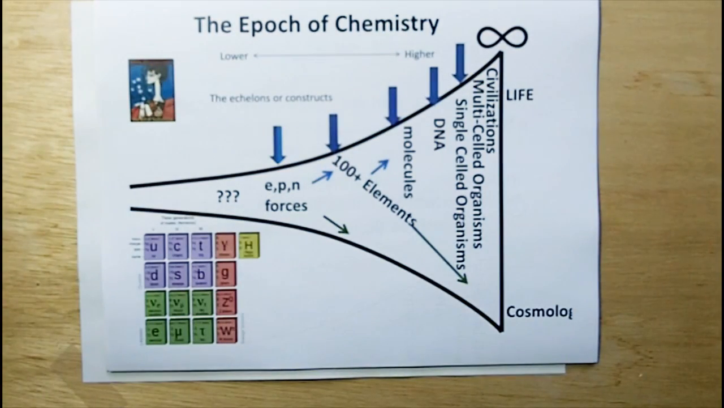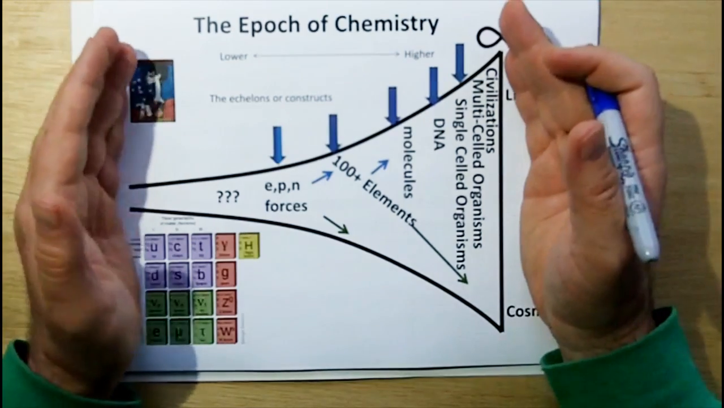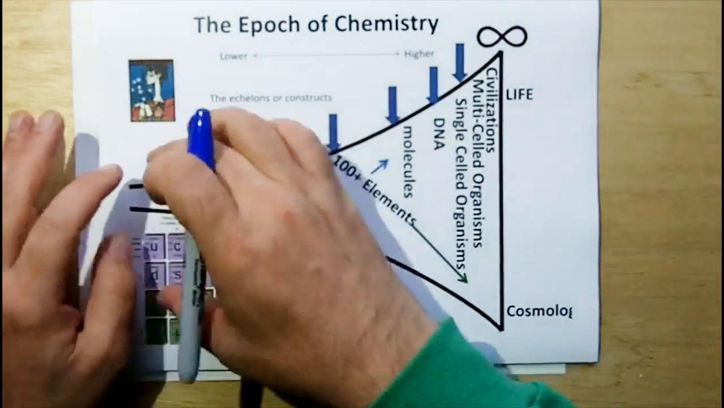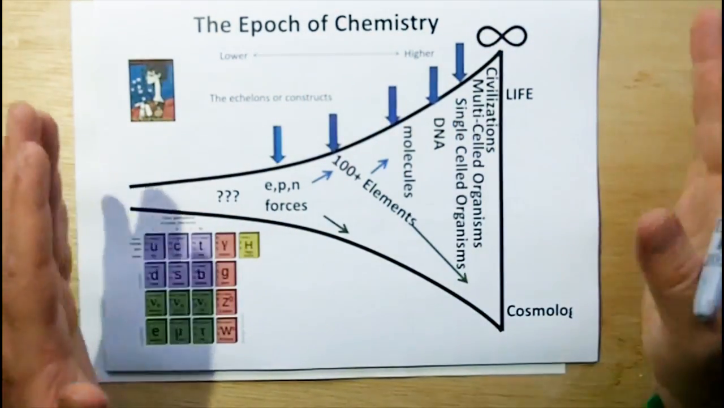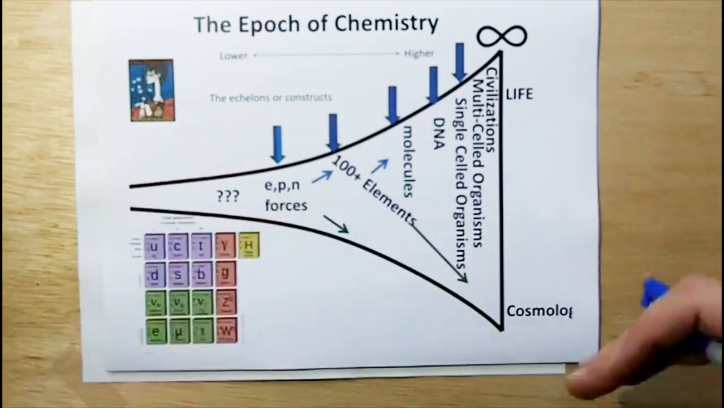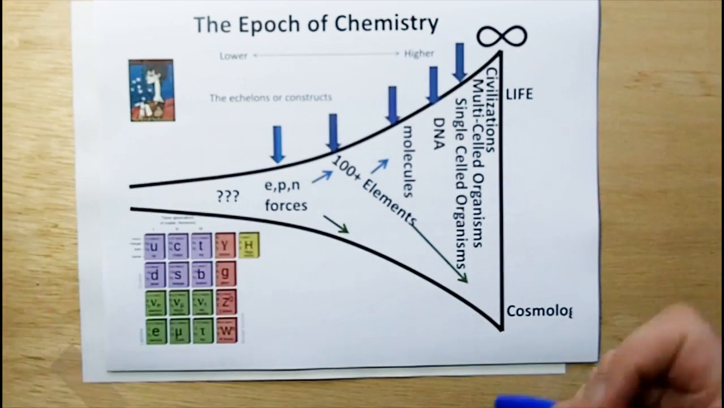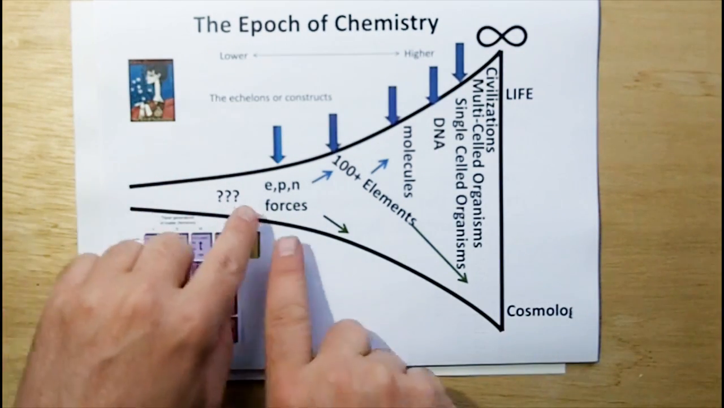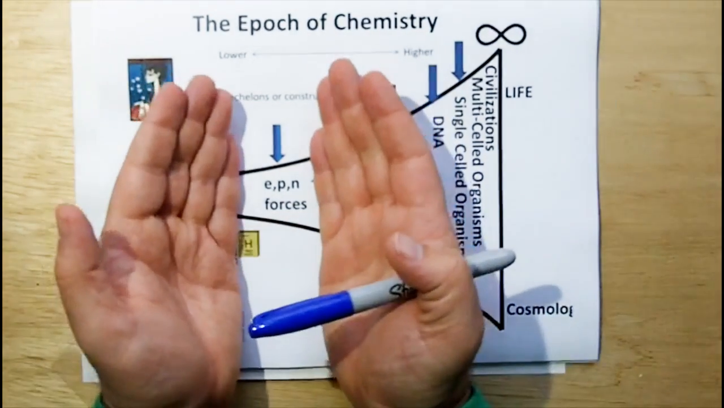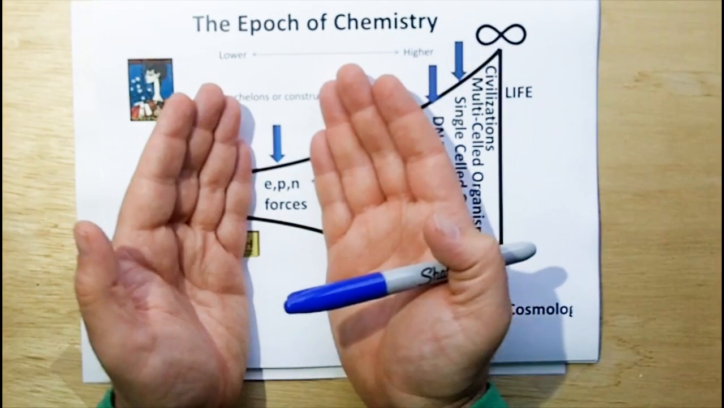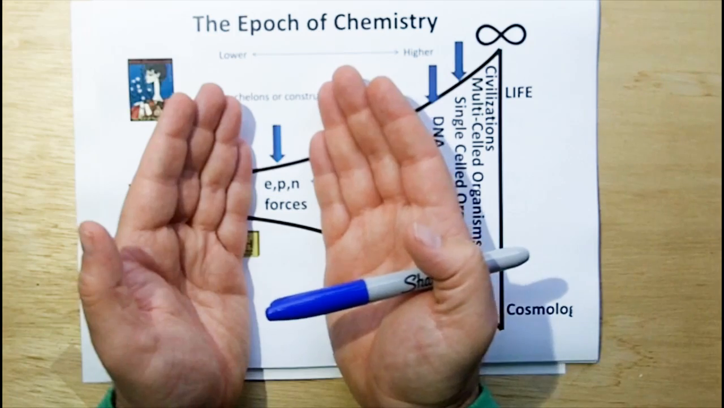And let's go back to the epoch of chemistry. This is something I introduced in the earlier videos. This cornucopia shape is the way I look at information, the way I look at the world. For example, if we go this way, this echelon or construct is a very simple construct of electrons, protons, neutrons, and forces.